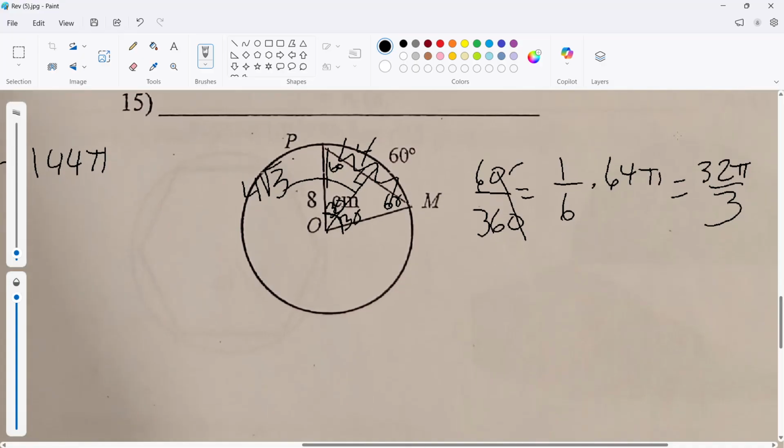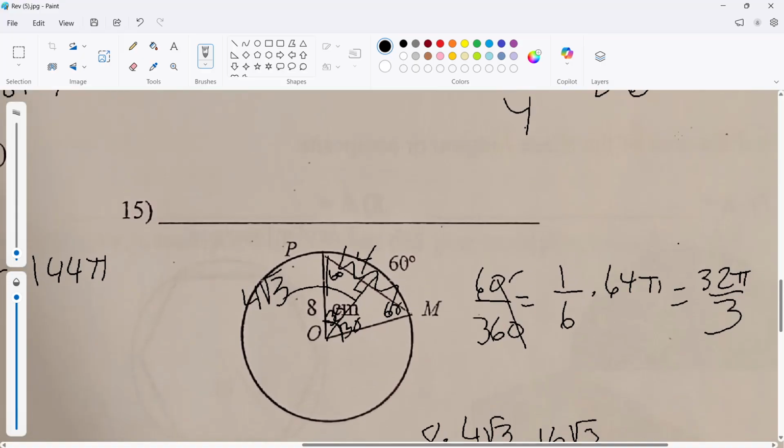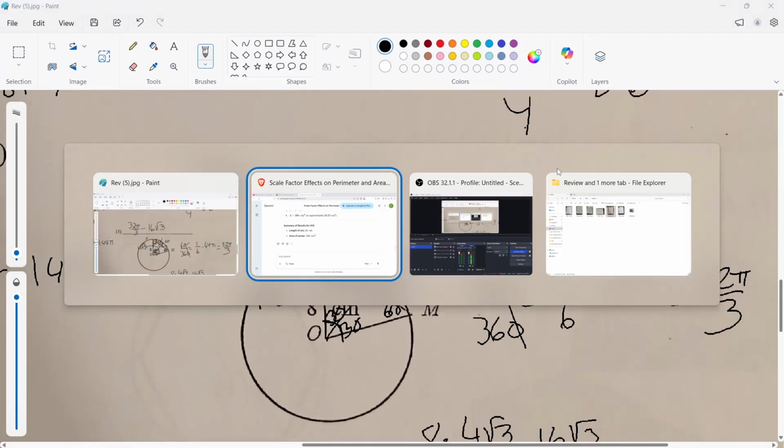So what's the area of that triangle? The base is 8. The height is 4 square root of 3 and 1/2. So 4 times 4 square root of 3 is 16 square root of 3. So the area of just this part is going to be the whole thing, 32 pi over 3 minus 16 square root of 3. And I'll just put it in square units because they don't give units.